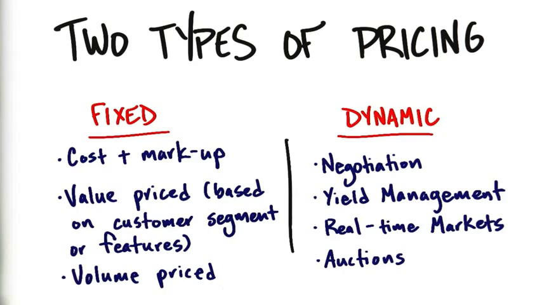You need to be constantly thinking, what's the right revenue stream for the right segment? And within that, what's the right pricing model? Is it fixed or is it dynamic? And which one are you going to pick?